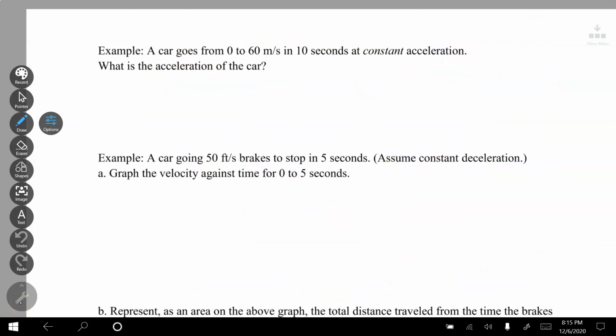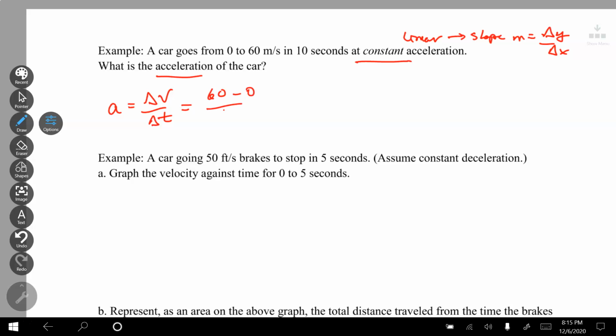So I want to figure out the acceleration of a car that goes 0 to 60 meters per second in 10 seconds. Well, it says constant, which means something is linear. And if something is linear, it has a slope, and slope is just change in y over change in x. Or for this example, a is change in v over change in t, which is 60 minus 0 over 10, which is 60 over 10. So my acceleration is 6 meters per second squared.